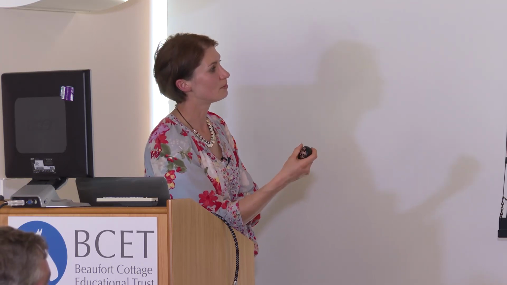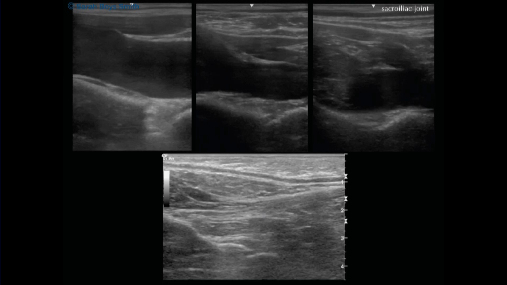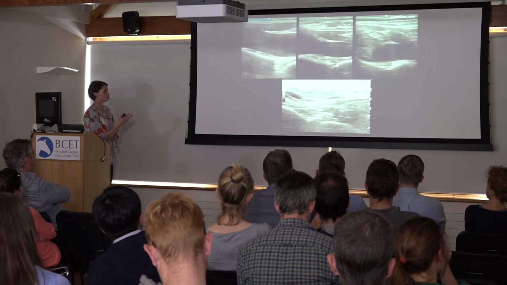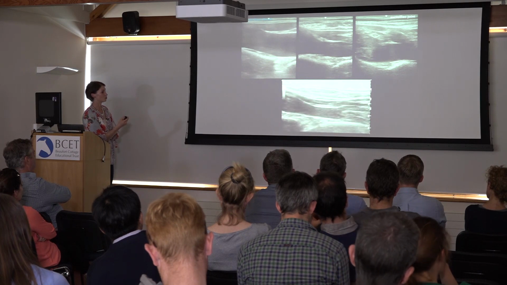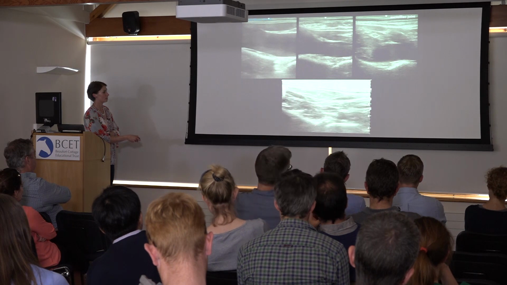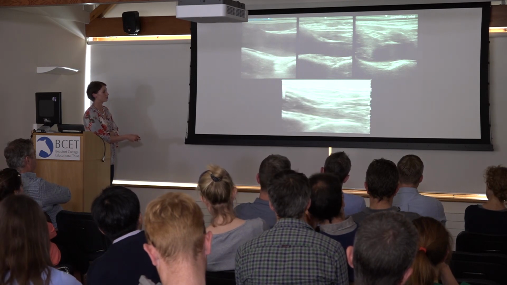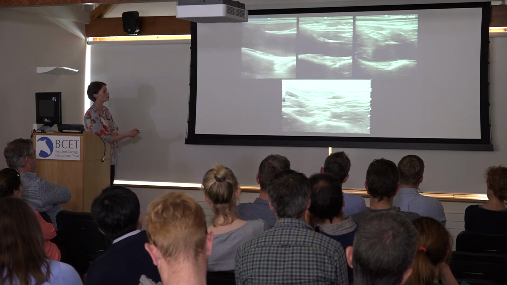And that joint will change depending on how you orientate your probe. It can have a slightly different appearance, and you want to be able to sweep as far abaxial as you possibly can in order to visualize the entirety of that joint as much as you can. So this is our joint space down here, and then that's our ventral sacroiliac ligament here sitting between those two bones.